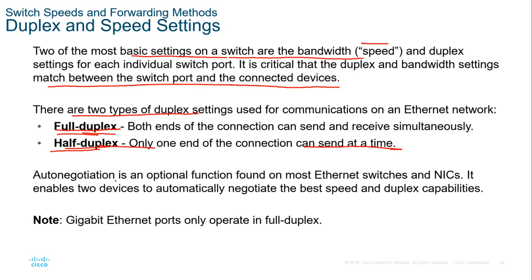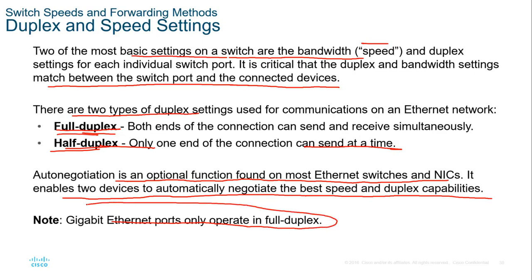Auto negotiation is an optional function found on most Ethernet switches and network interface cards. It enables two devices to automatically negotiate the best speed and duplex capability. Note, a gigabit Ethernet port only operates in full duplex.